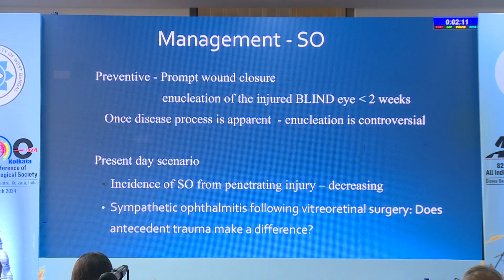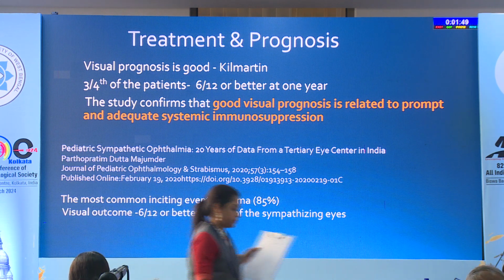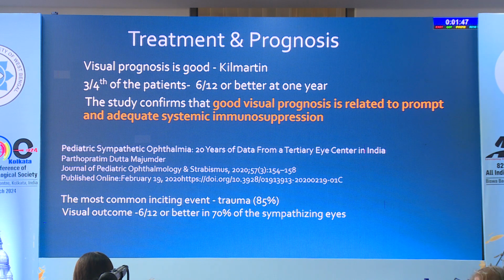In the present day scenario, the incidence of sympathetic ophthalmia from penetrating injury is decreasing, but there is a debate whether it is increasing following vitreoretinal surgery, or whether the antecedent trauma is making the difference or not. The study from Kilmartin also confirmed that a good visual prognosis is related to prompt and adequate systemic immunosuppression. And one of the more recent studies by Dr. Partho Majumdar on pediatric sympathetic ophthalmia also showed that the visual outcome even in children is very good, with them achieving 6/12 or better vision in 70% of the sympathizing eyes.